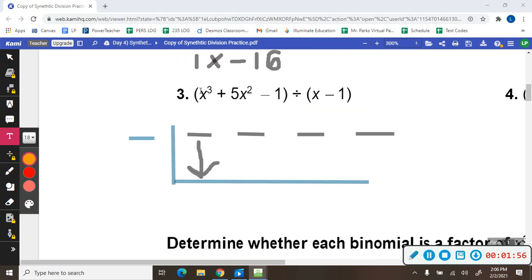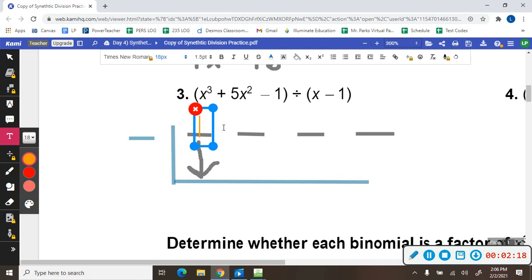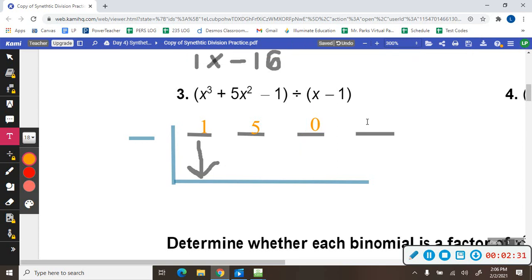Okay, here we're taking x to the third, so I need 4 spots. 1, 2, 3, 4. It's always one more than the highest exponent. But I see that I only have 3 terms. I am missing the x term. So I need to make sure I put in a 0 in between 5 and negative 1. So copying down the coefficients, the first one for x to the third is 1. For x squared is 5. And then there's no x term, so I put 0. And then I put my constant, negative 1.